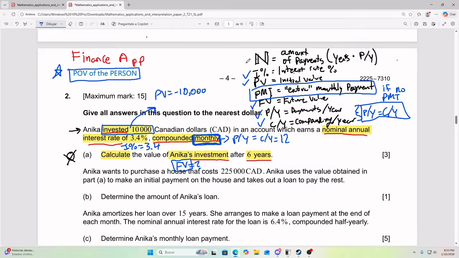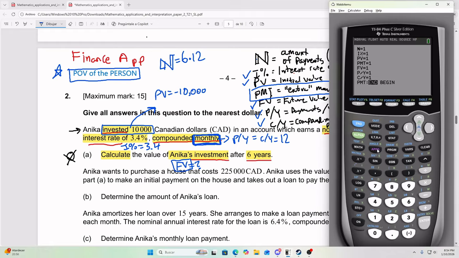And now the hard one, which is N, which is amount of payments, which I'm saying is years times PY. Because there's no PMT, PY equals CY, and it's easier to understand CY, which is compounding per year. So PY equals CY, CY is compounded monthly, CY equals 12, so it's going to be years times 12 in this case. And for how many years is it happening? 6. So that means that big N is going to be 6 times 12. So let me pop all of that into my calculator. So big N is going to be 6 for years and then 12 for compounded monthly.